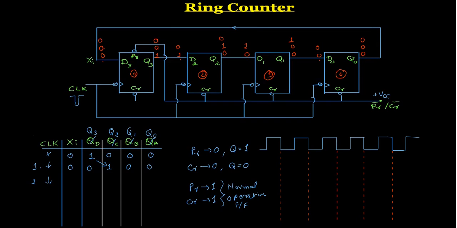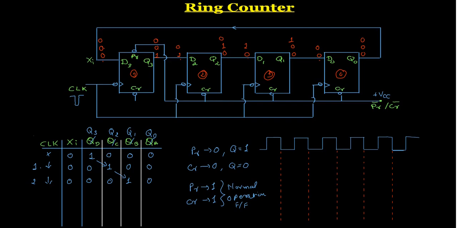So after the second negative edge, the xi is 0, and if we see, Q3 is also 0, Q2 is also 0, but Q1 is high and Q0 is also 0. So now you can see this one is transferred to Q1.